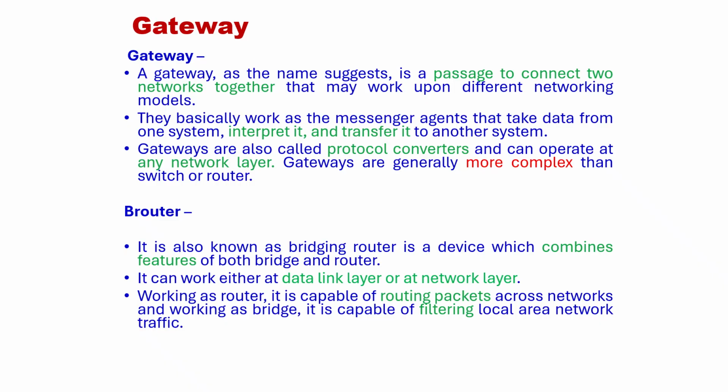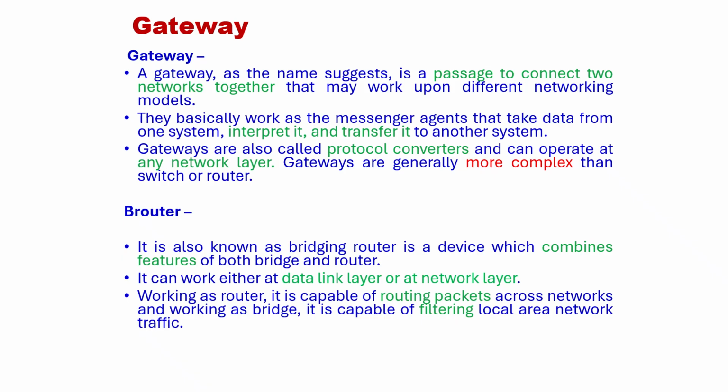Coming to gateways, as the name suggests, a gateway is a passage to connect two networks together that may work upon different networking models. They basically work as a messenger agent that takes data from one system, interprets it and transfers it to the other system. Gateways are basically called protocol converters and can operate at any network layer. Gateways are generally more complex than a switch or a router.